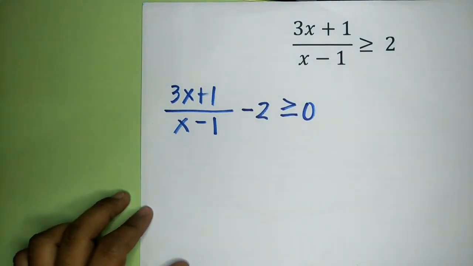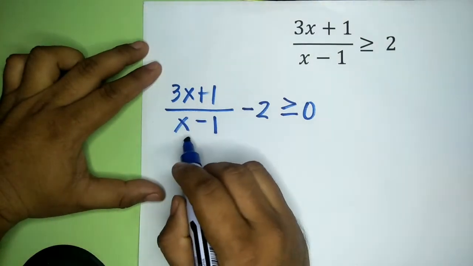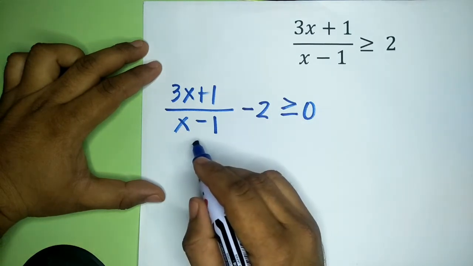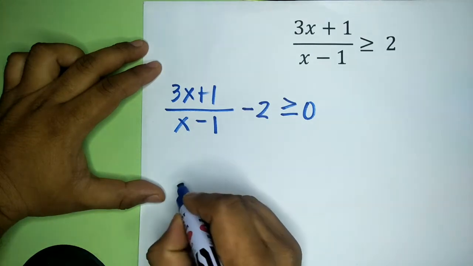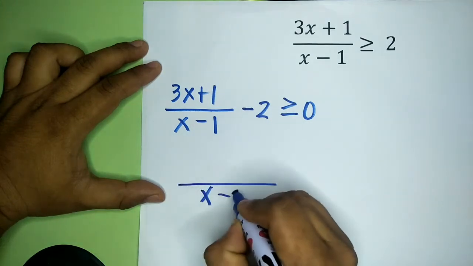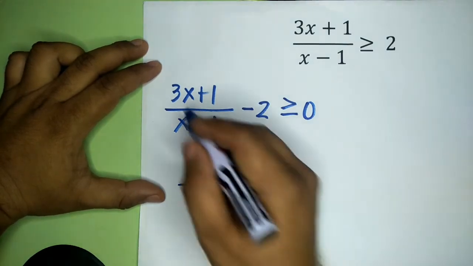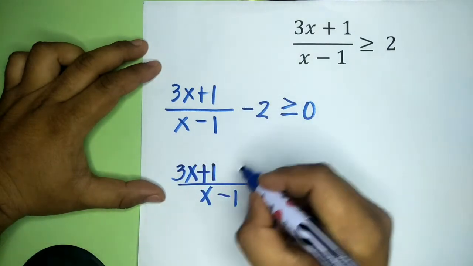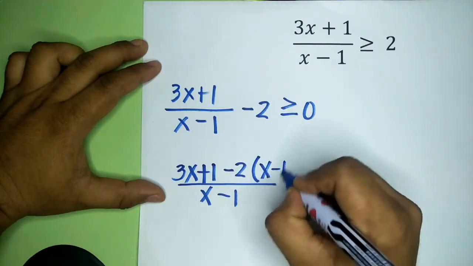Next is, gagawin nating single rational expression yung ating left side. So, (3x + 1)/(x - 1) minus 2. So, kunin natin yung LCD. So, kapag whole number at fraction, yung LCD natin ay yung denominator, which is x minus 1. At kapag yung denominator ang nagamit nating LCD, so kopyahin lang natin yung given na kapartner sa fraction. Then, minus 2 at yun ang i-multiply natin sa nakuha nating LCD.